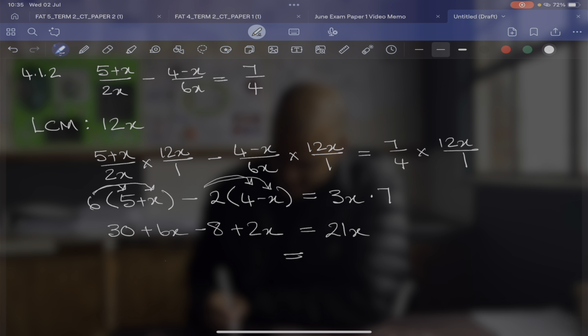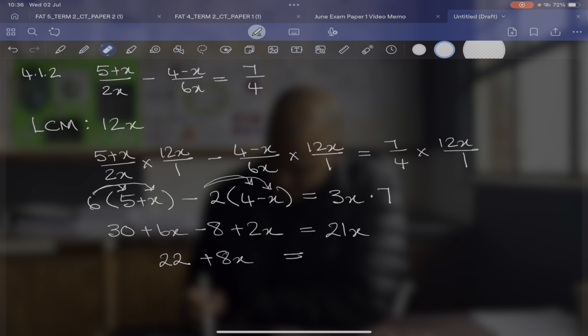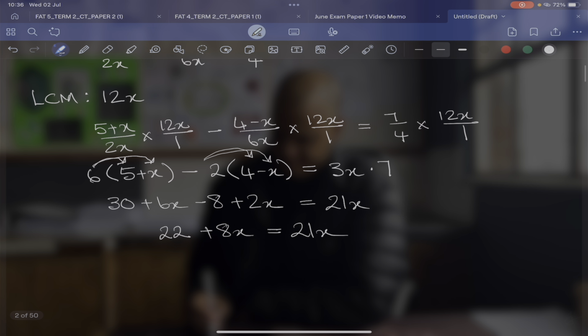So we've got 30 minus 8, which is 22. And we've got 6x plus 2x gives us 8x. And that is all equal to 21x. Then here I like to keep things positive as far as possible.